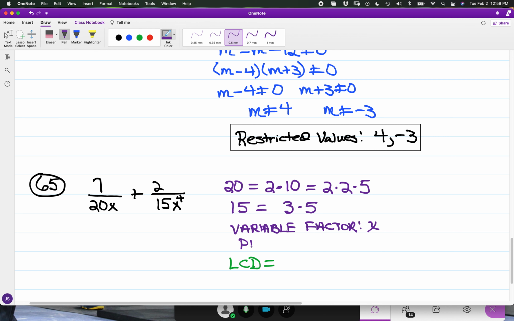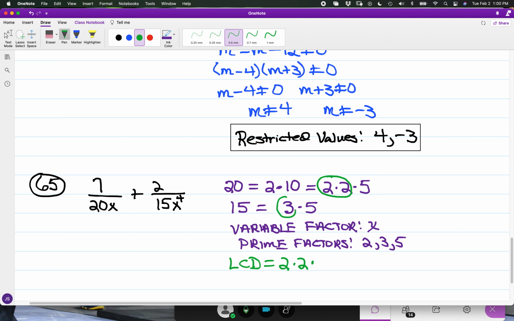And again, you have your prime factors. So I have 2, 3, and 5. So for the least common denominator, 2 doesn't appear at all from 15, but from 20 it does appear twice. And then 3 doesn't appear at all from 20, but it does appear once from 15. And 5 appears once from each of these.